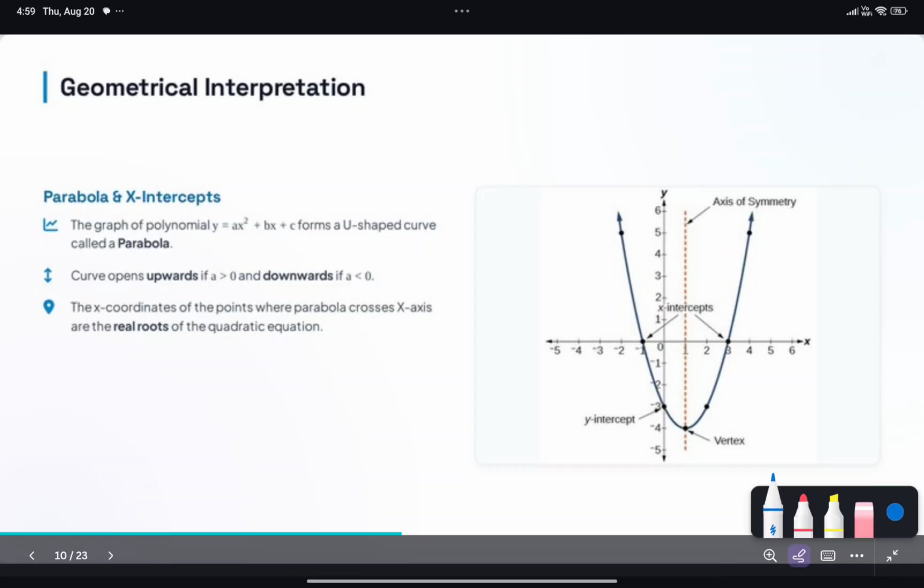Parabola and x intercepts. Geometrical interpretation.